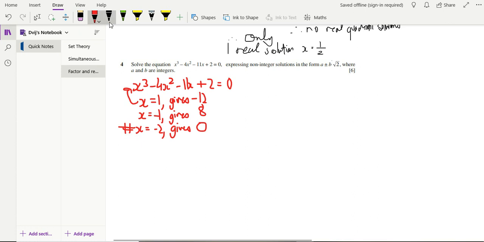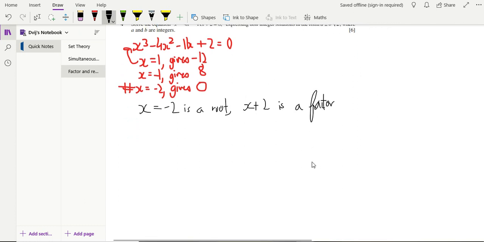So now we know that x is equal to negative 2 is a root, which means that x plus 2 is a factor. And the way I did that was just saying that if x plus 2 is equal to 0, we move the 2 to the other side, and it becomes x is equal to negative 2. Or in this case, just move the negative 2 over here, and x plus 2 is a factor. Cool. So now we've done the hard part.